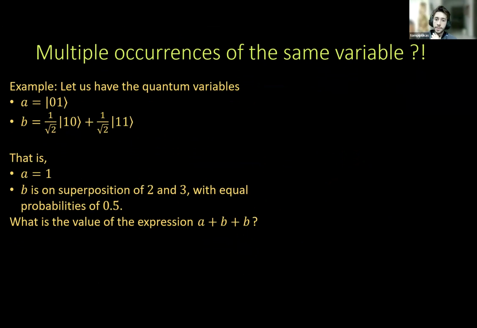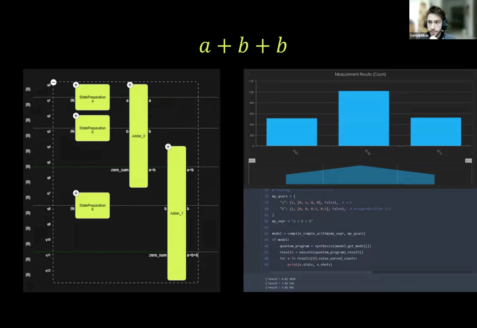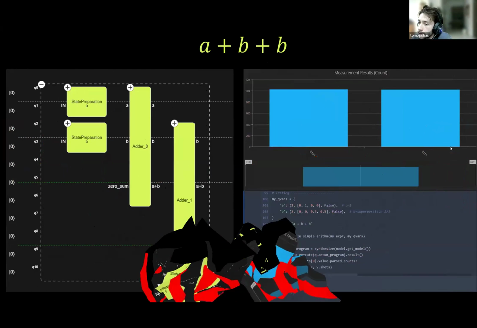Those problems have to do with multiple occurrences of the same variable. For instance, let's have A equal to 1 and B be in superposition of 2 and 3 with equal probabilities. Then what is the value of A plus B plus B? Well, in our initial implementation, for each occurrence of some quantum variable, we prepared some new auxiliary qubits. So we prepared some auxiliary qubits here for B and some new here. This, first of all, is not optimal according to width, but also returned false results because B here could be equal to 2 and 3, and here equal to 2 and 3, but independent between those two B's. So this circuit actually returns 5, 6, and 7, while it should return only 5 and 7.